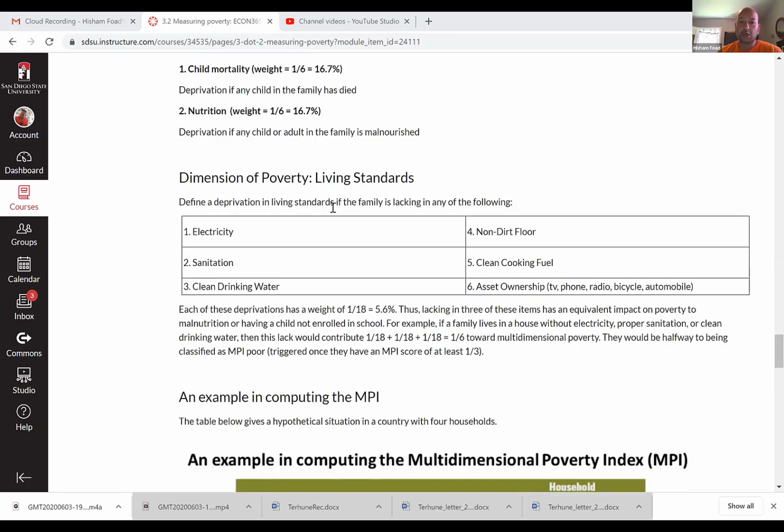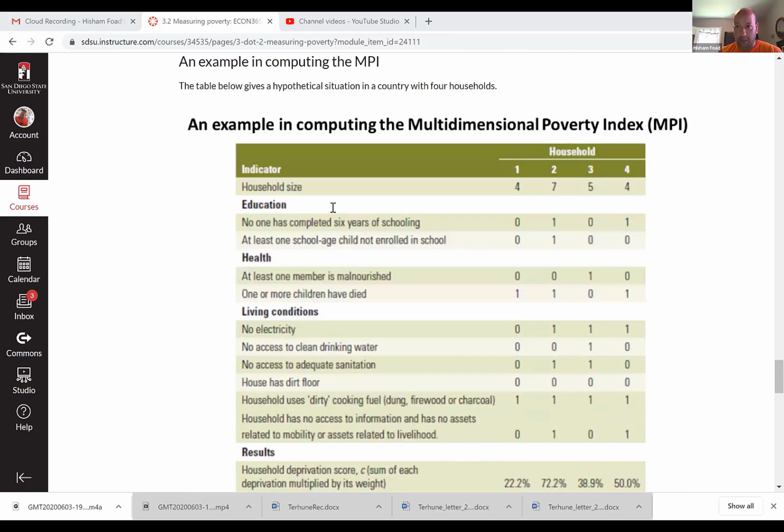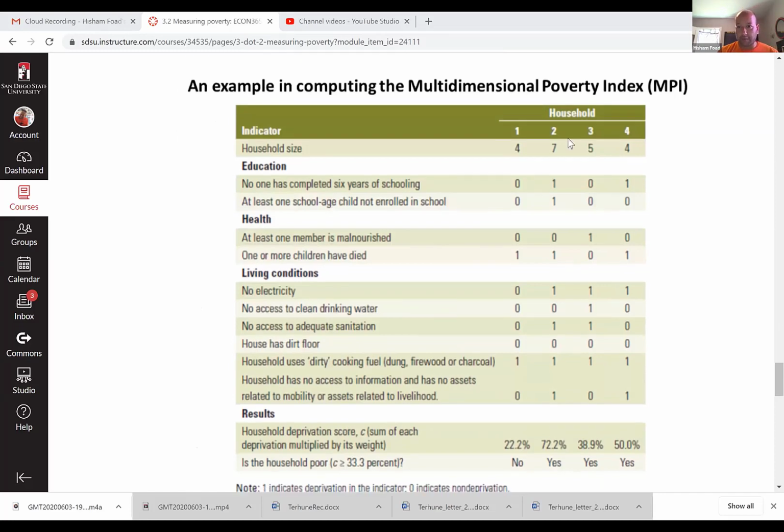All right, so an example in computing the MPI. Here we've got 4 households, okay? Each household has a size, and this matters because if we're going to count the number of people that are in poverty, obviously a larger household, if it's in poverty, is going to contribute more than a smaller household. So we've got 4 people in household 1, 7 in 2, 5 in 3, and 4 people in household 4. And we then basically see, do these households have any of those deprivations of poverty?